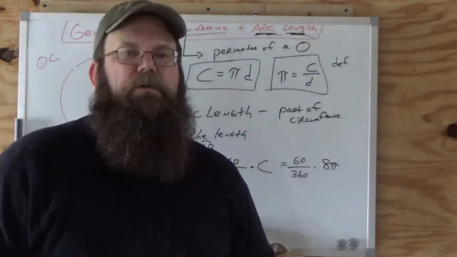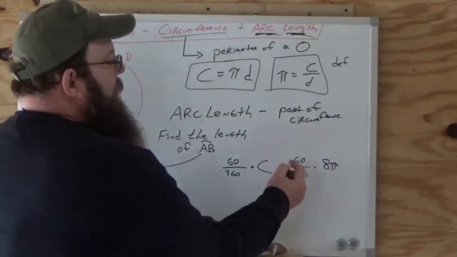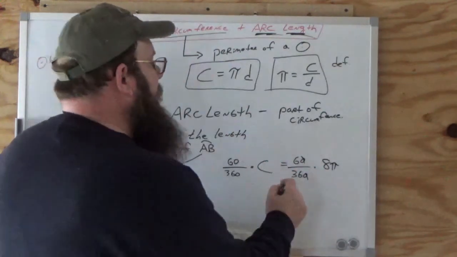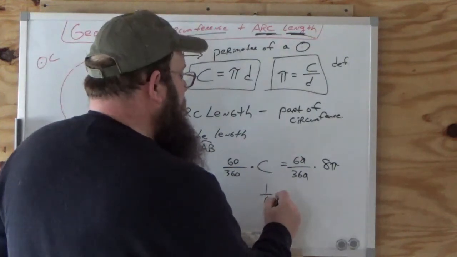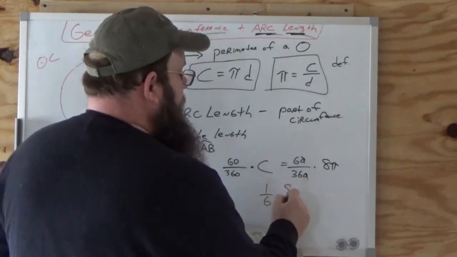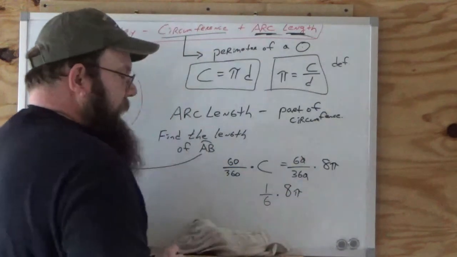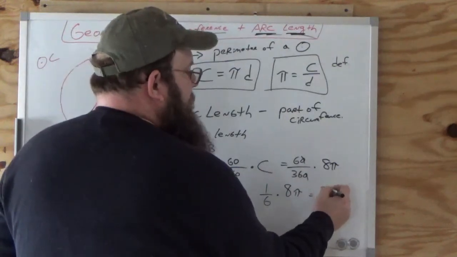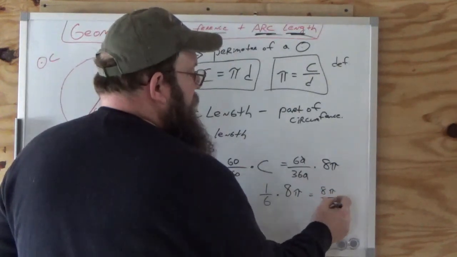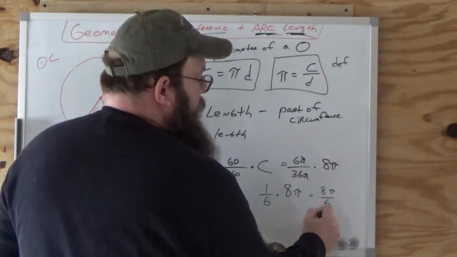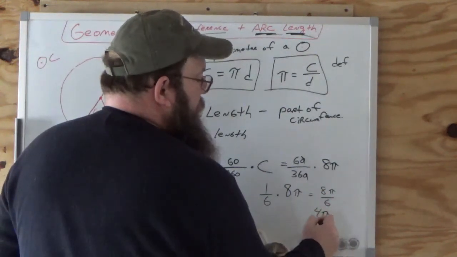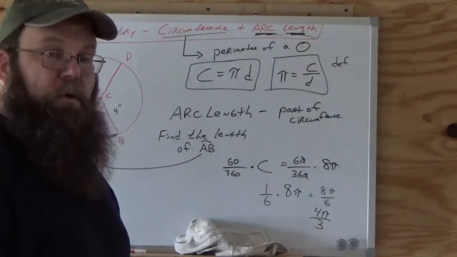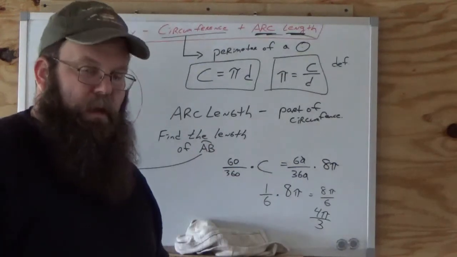Unfortunately, there's fractions. Well, let's see. I can cross these zeros out, right? 6 out of 36. 6 into 36. Oh, that's 1/6 times 8 pi. Okay. Now, if we finish that, that's 8 pi over 6, which is going to be what? 4 pi over 3. Right? Because 2 will go into 8, 4, 2 will go into 6, 3. It's 4 pi over 3.